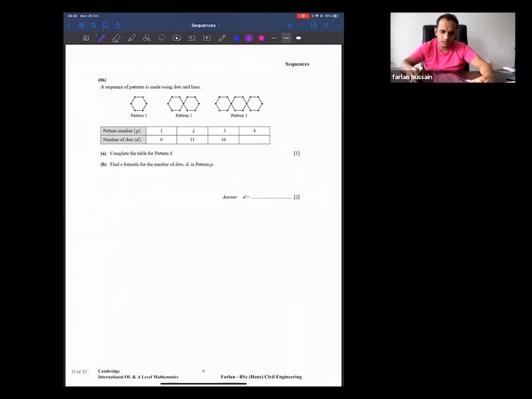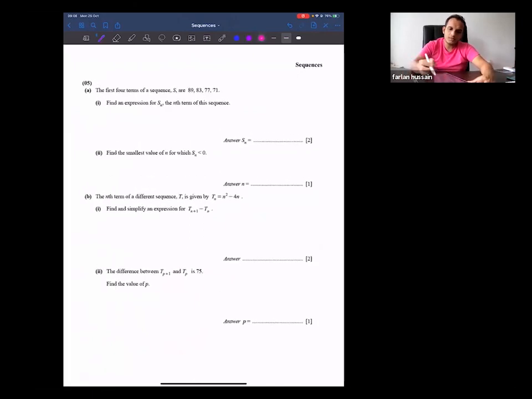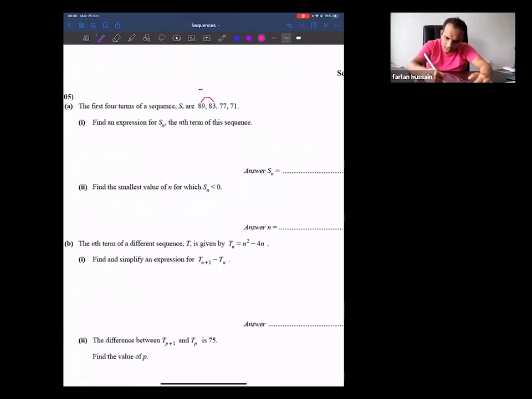Let me do one last question. The first four terms of a sequence S are given by 89, 83, 77, 71. Is there a pattern? Yes. 89 to 83 is a reduction of 6, minus 6. 83 to 77, minus 6. 77 to 71, minus 6. So that means it's an arithmetic sequence.